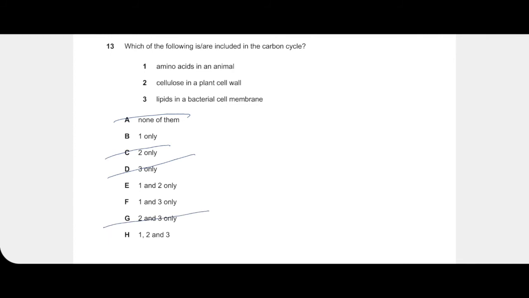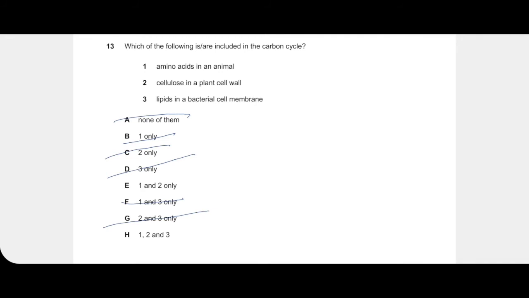And now moving on to statement number 2. Cellulose in the plant cell wall, that is included in the carbon cycle. Other predators eat the cellulose. They eat the plant, they have to digest the cellulose, or the cellulose is digested by saprobionts. So that is correct. Also, cellulose can be waste, the waste part of the carbon cycle. So 2 is correct, so we can eliminate B, we can eliminate F.